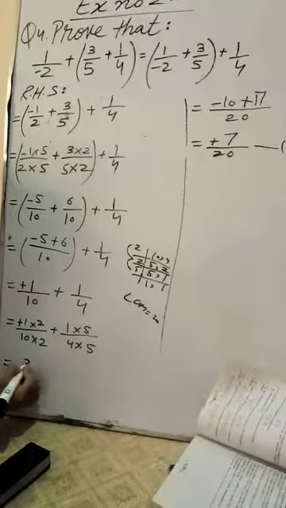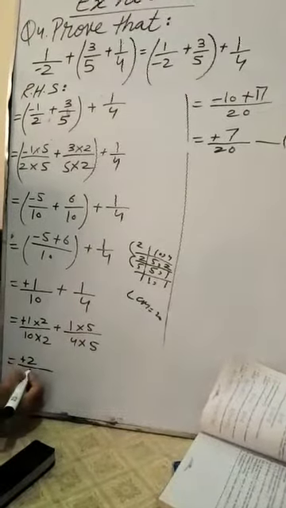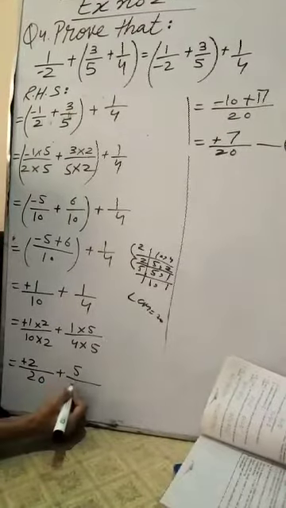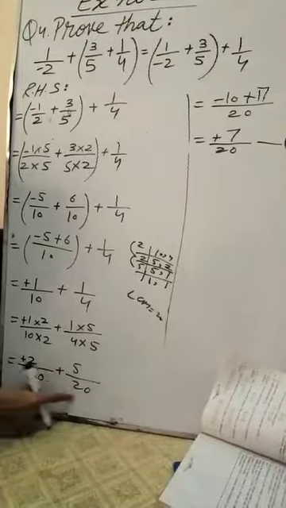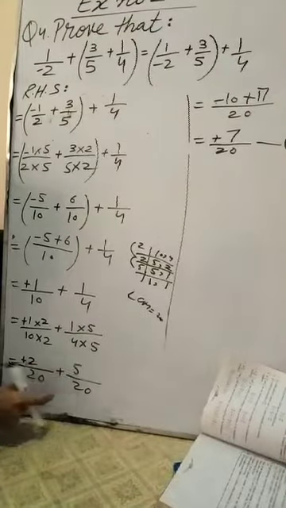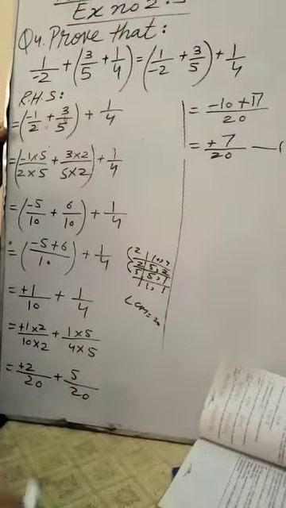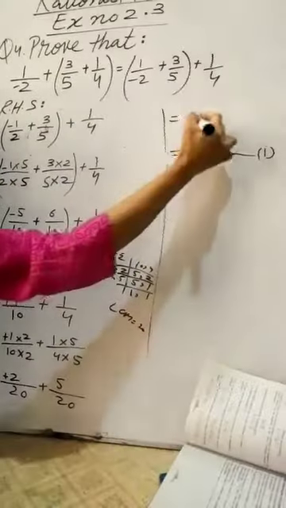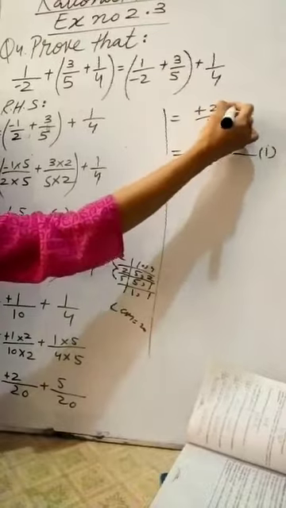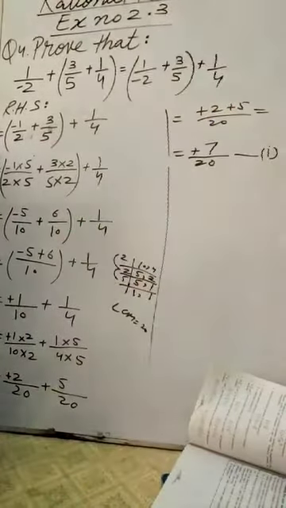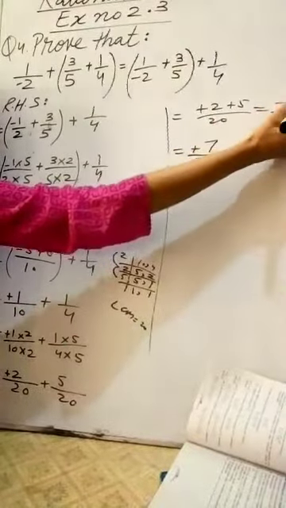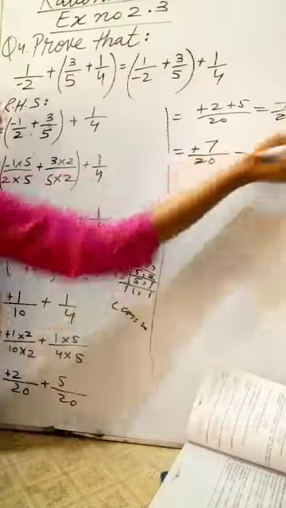Now 2 1 times 2 and 10 2 times 20 plus 5 1 times 5 and 4 5 times 20. Now see, LCMs are the same. So we need to take the common LCM. Common LCM is 20, plus 2 plus 5. See, plus plus plus, 5 plus 2 is 7. 7 over 20. This is the equation 2.